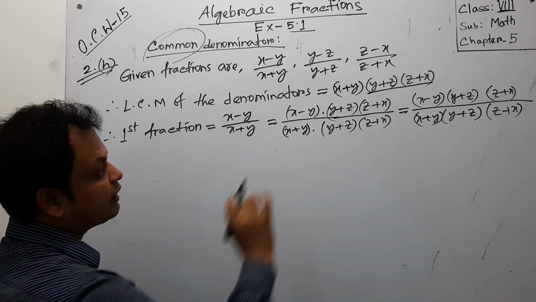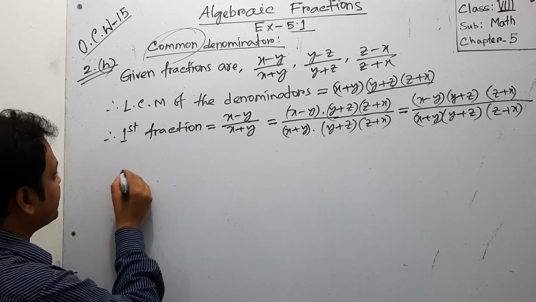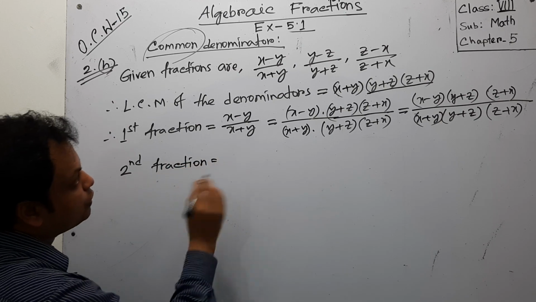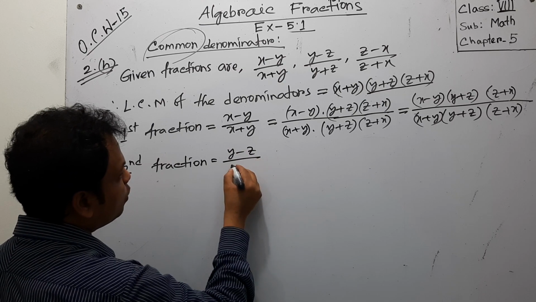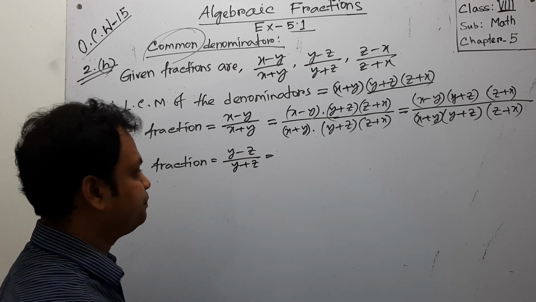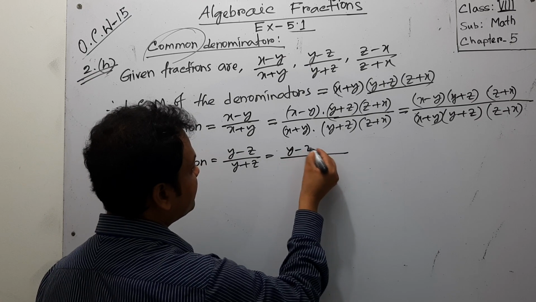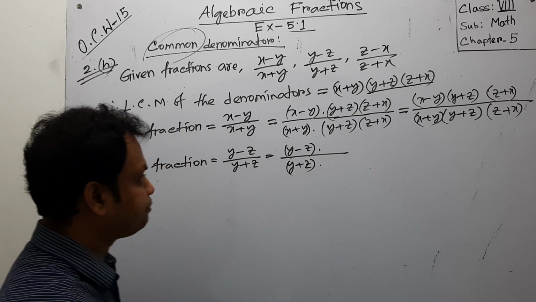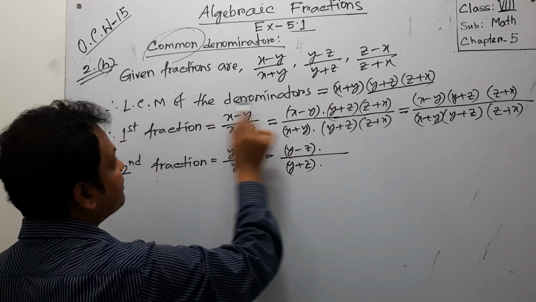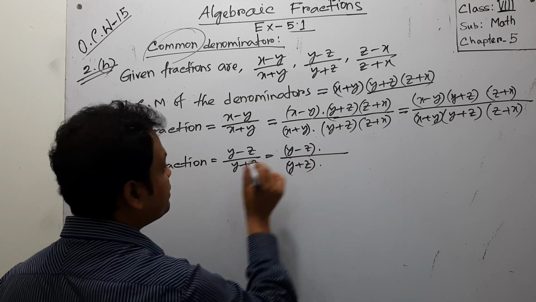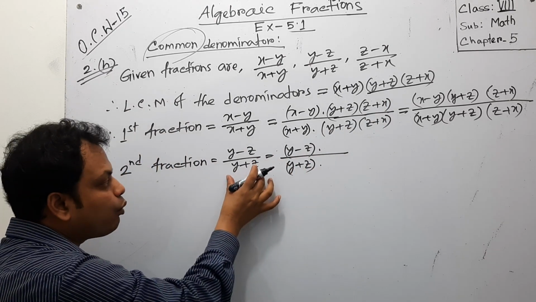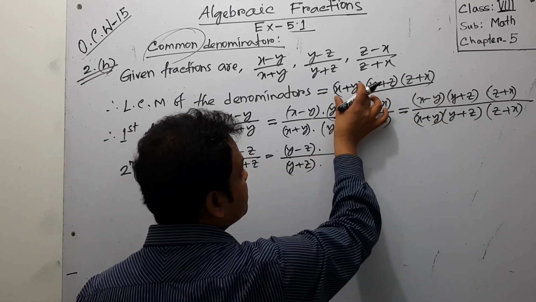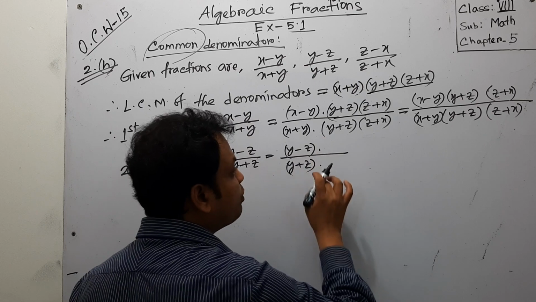So we have done the first fraction, then the second fraction. What will be the second fraction? Second fraction equals y minus z divided by y plus z equals. So write what is here first. Y minus z is here, multiply y plus z. Then this is the LCM. LCM is x plus y, y plus z, z plus x, which will be divided by y plus z. After dividing, what will we get? We will get x plus y and z plus x. So x plus y and z plus x will be multiplied in both numerator and denominator.